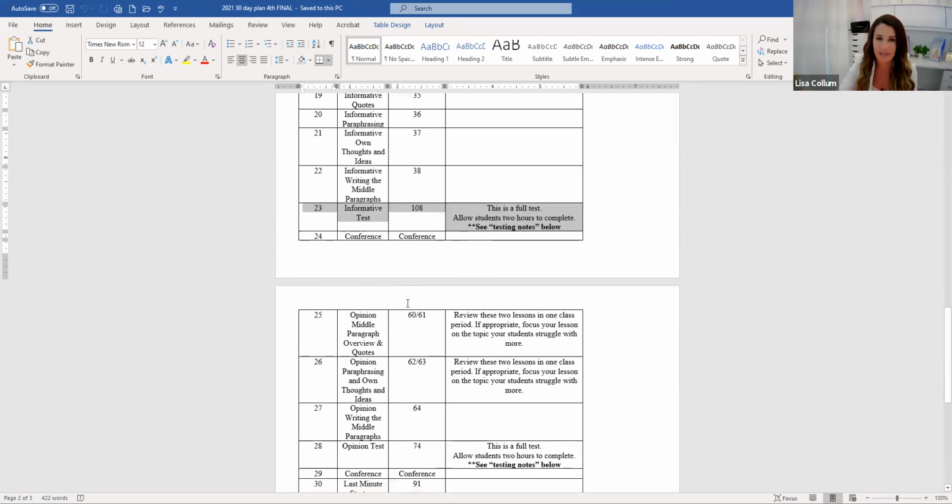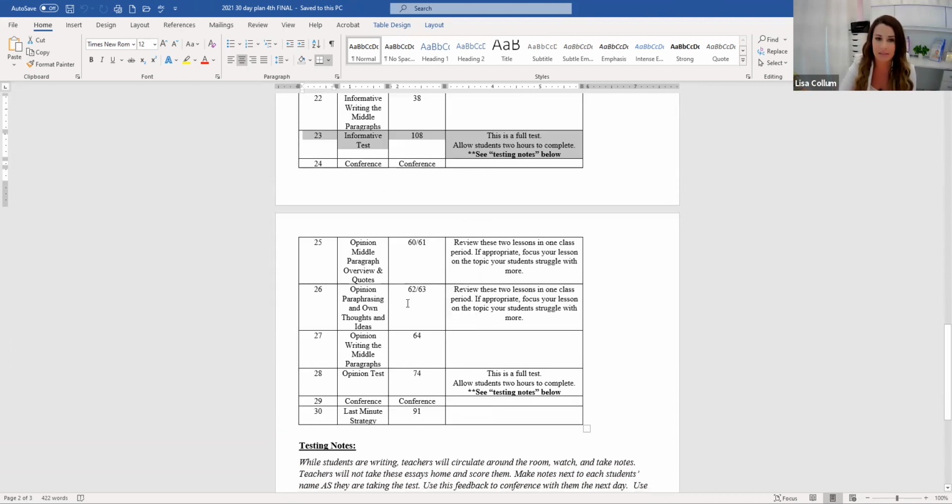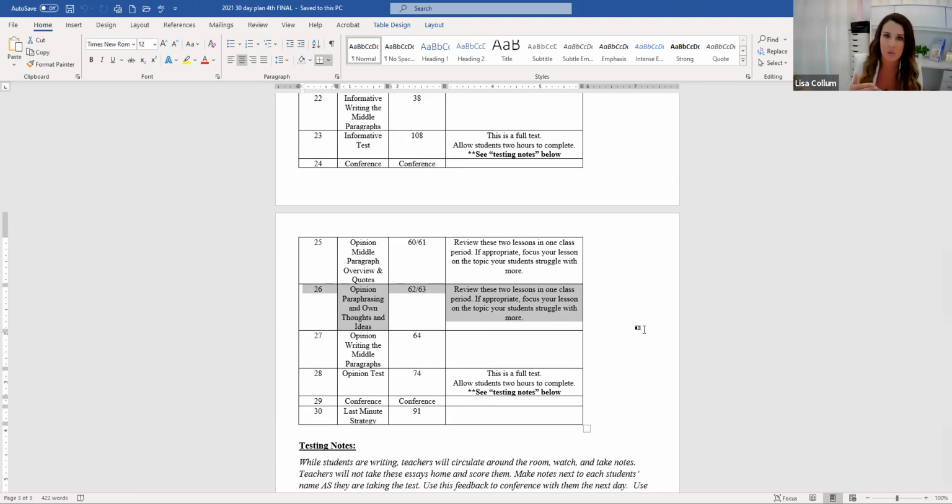As you go through the rest of the lessons, you're going to keep building on those middle paragraphs. Some of the days require you to go over 2 lessons. You'll see here on day 26, there are 2 lessons, but these are things you've gone over before. So I'm hoping that you're able to combine those 2 lessons, make them short and sweet, and get them done in that time frame. I did also add a lesson at the end, which is lesson 91, called the last minute strategy. This is a great strategy for test takers, so I did add it in as the last one just to make sure you have time to go over it.